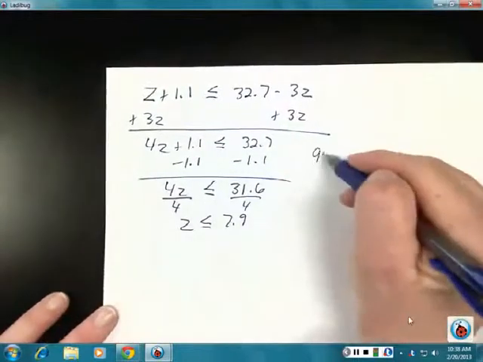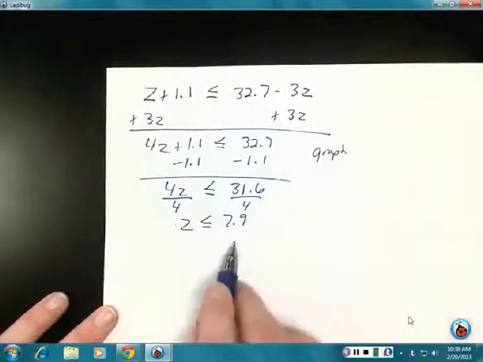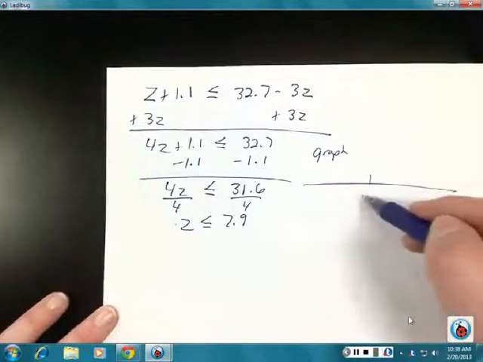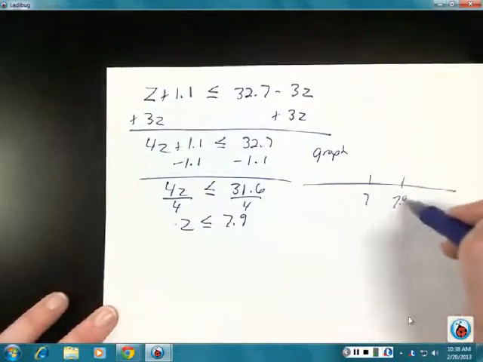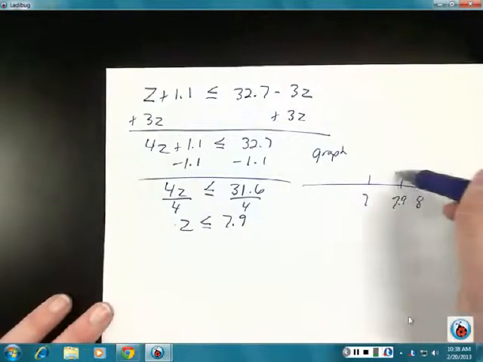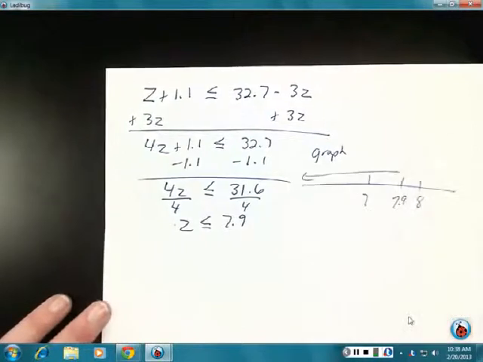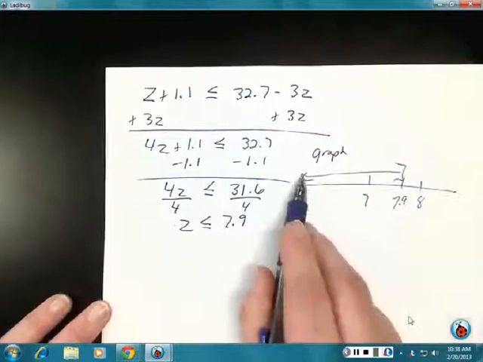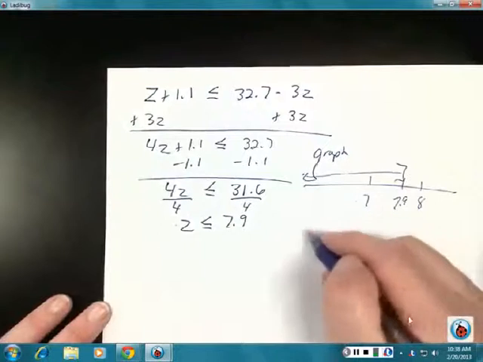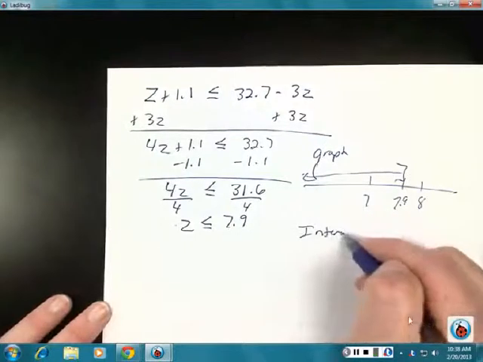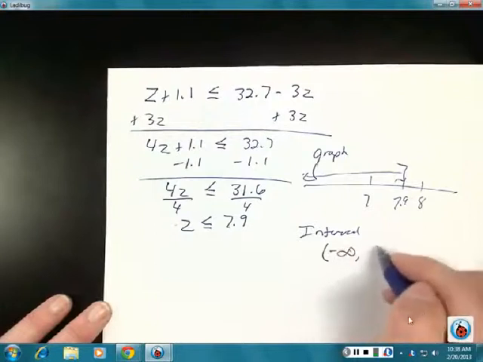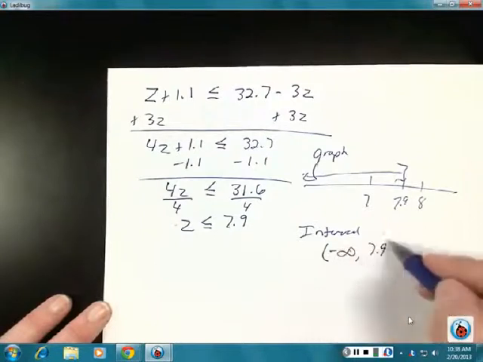Now graphing it. This is again algebraic, so what's my graph going to look like? Going to 7.9. So here's 7, 7.9, and 8. So which way do I go? Left. To the left? Yep. What do I have, a bracket or a parenthesis? Then my interval will be parenthesis, negative infinity to 7.9 with a bracket.